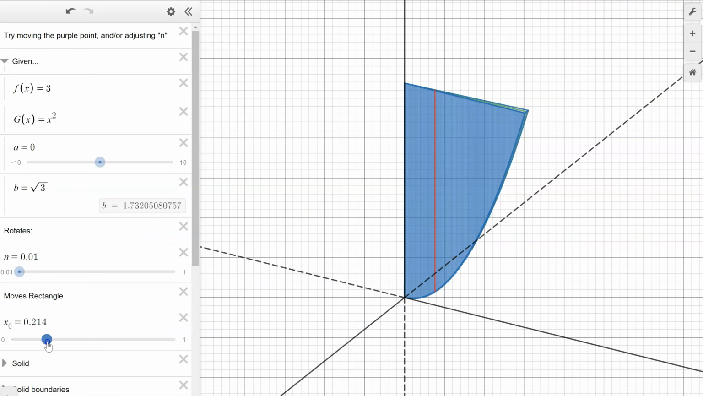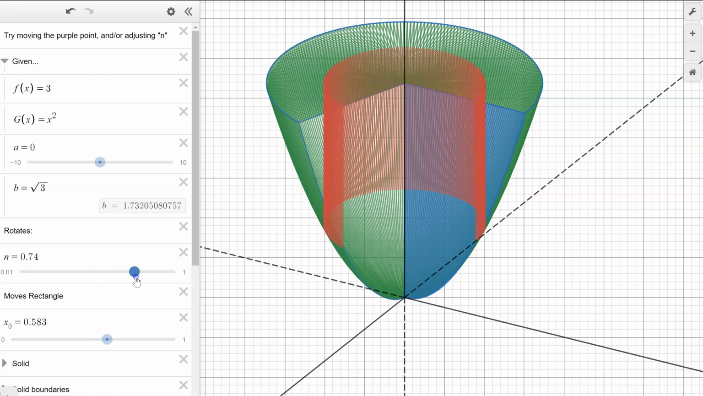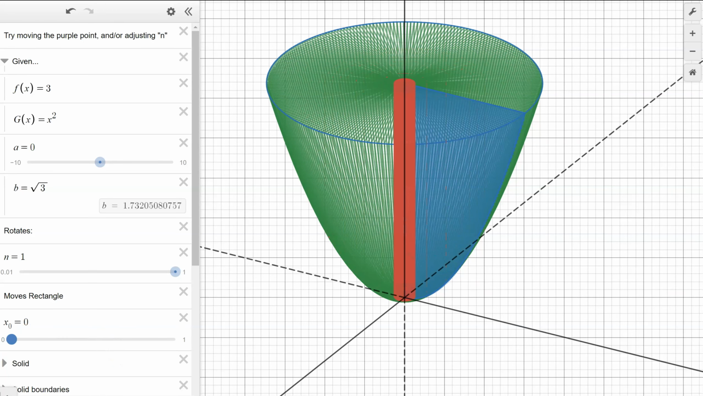So remember, if we move it back and forth, it's the same thing. It's always 3 take away x squared all the way through the entire shape. And then now if I rotate it, you can see it's making that cylinder. And then as we take it from 0 to rad 3, it's going to take that cylinder through the entire thing. So you can basically think of it like wrapping paper.